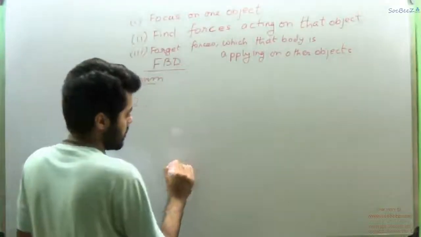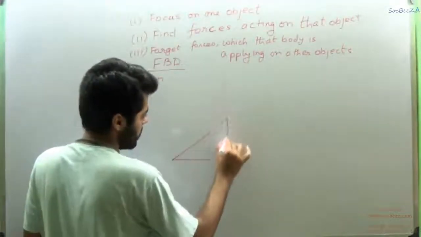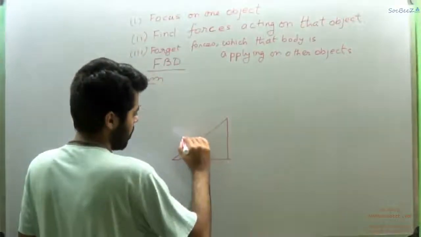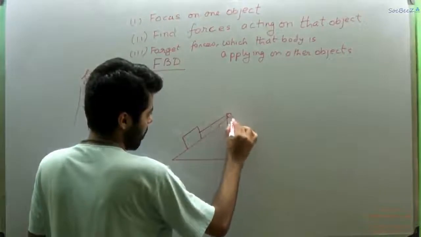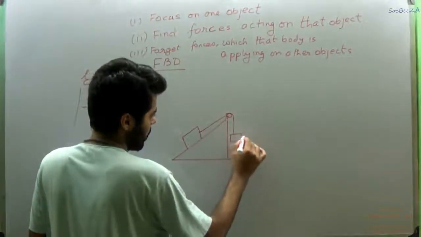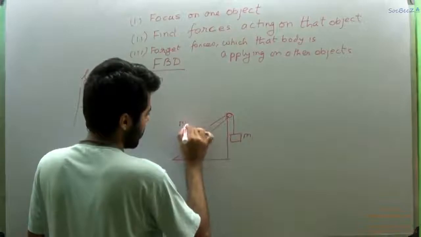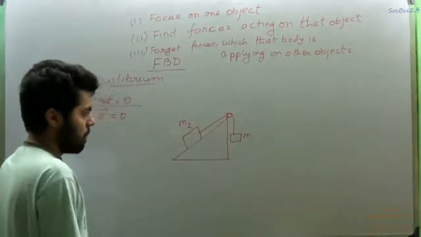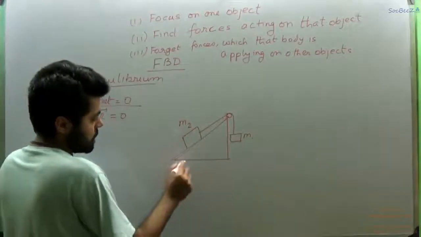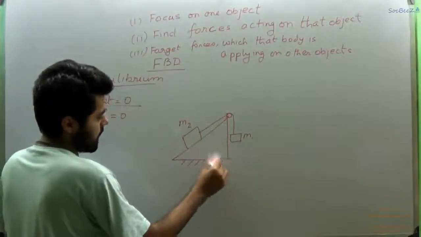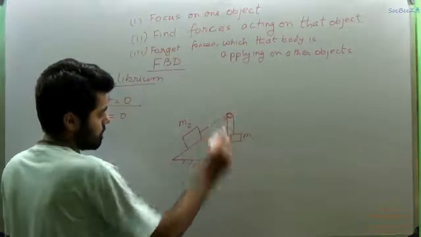Now suppose our question is this. This is M1 and this is M2. And this is a fixed wedge. And the string is moving around a pulley.